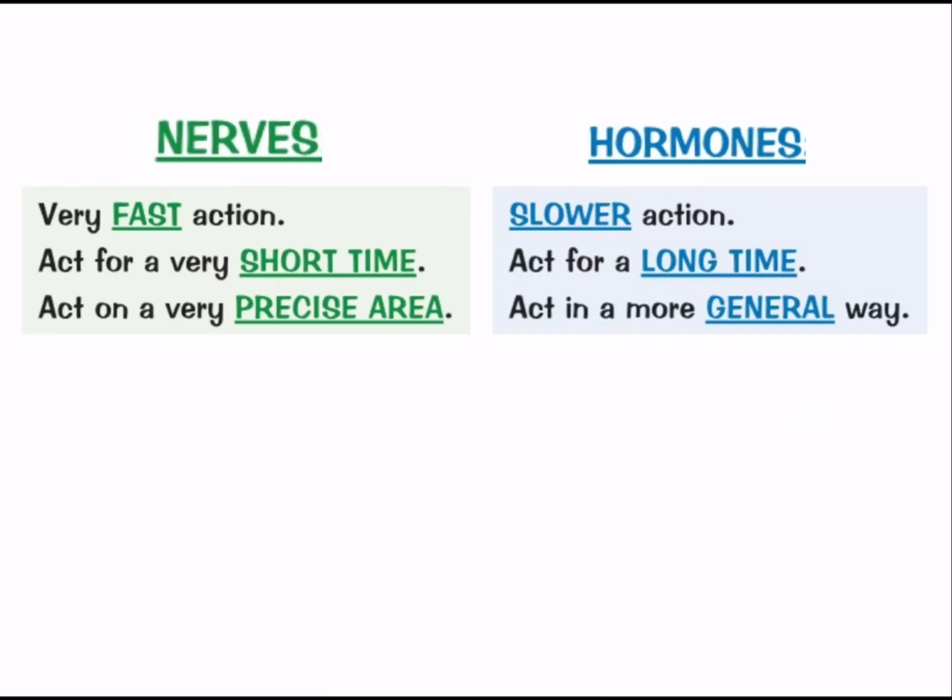So again, puberty, for example, is controlled by hormones. Puberty takes place over many days or weeks. It doesn't happen the next day. You don't wake up and say, I'm an adult. Moving on, nerves act on a very precise area. Again, if you get pinched, you only feel it in that particular area. You won't feel it through the whole of your body. But again, hormones, they act in a general way. So again, with puberty, it acts over the whole body. It's not just in a particular area.